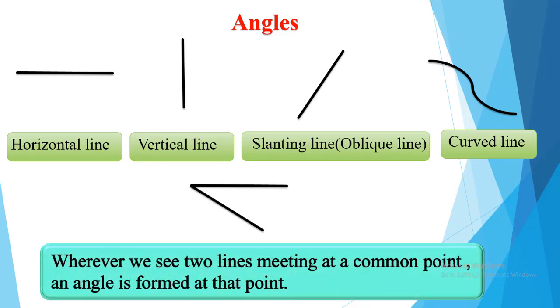Wherever we see two lines meeting at a common point, an angle is formed at that point. This is the common point of both lines. And this is an angle.